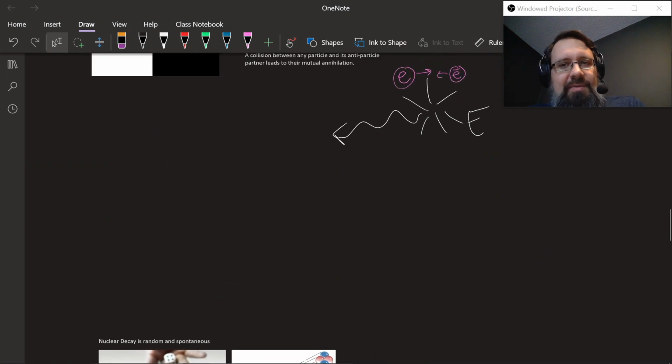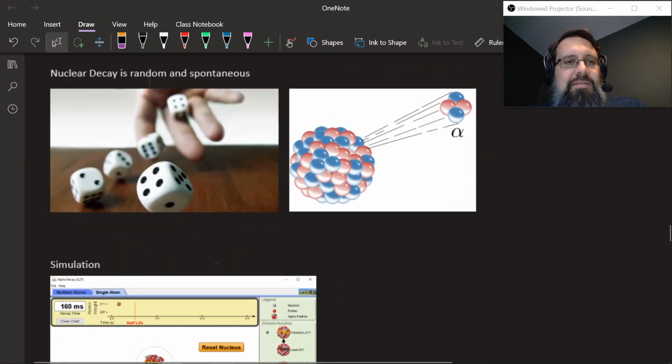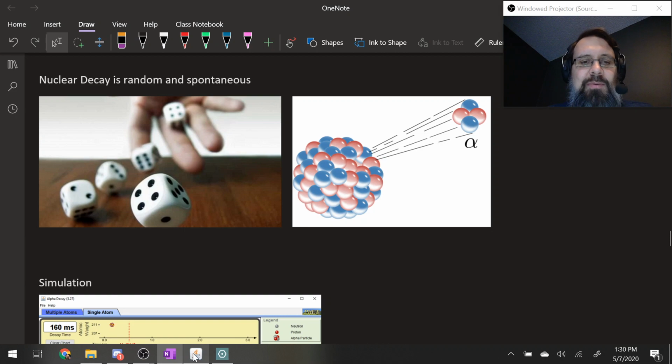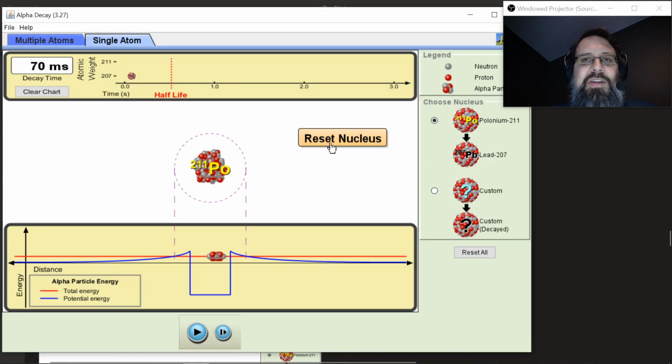All right, let's talk some more. Okay, so now I want to talk to you guys about radioactive decay. This process of decay, when a nucleus falls apart, is random and spontaneous. Random meaning we can't predict it, and spontaneous means we can't affect it. It will happen regardless; there's nothing we can do to cause it to happen. So it's random and it's spontaneous.